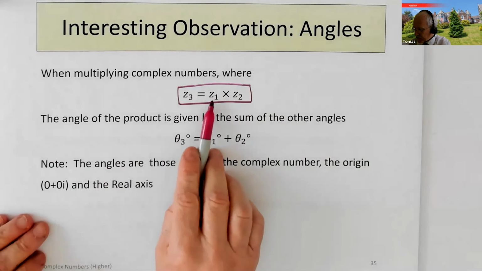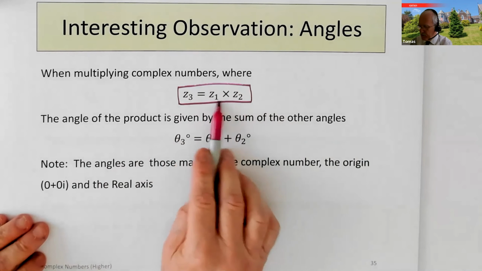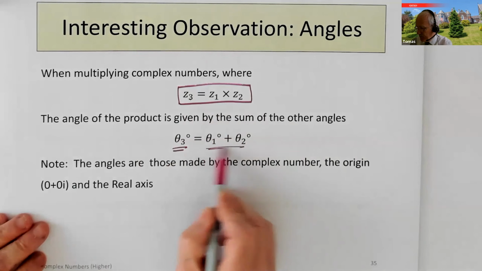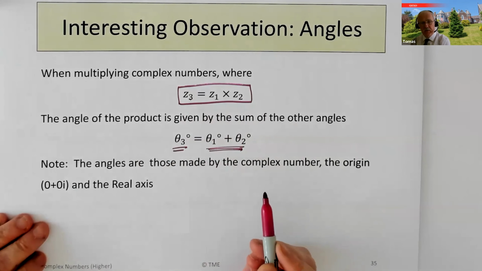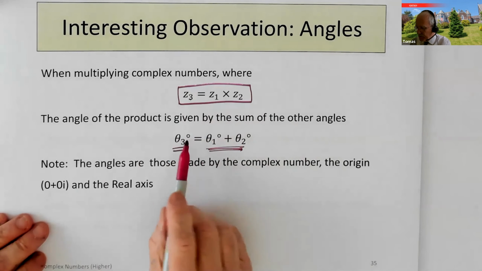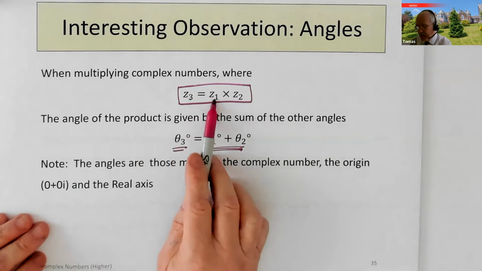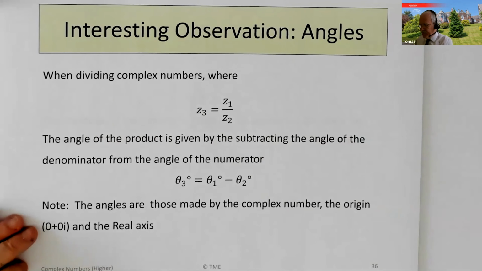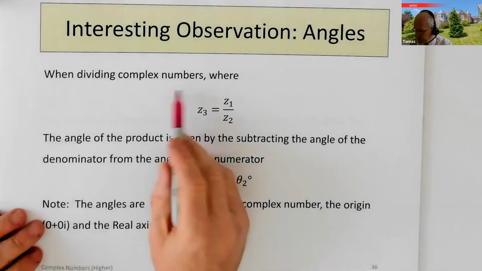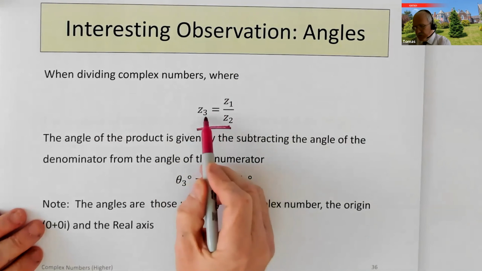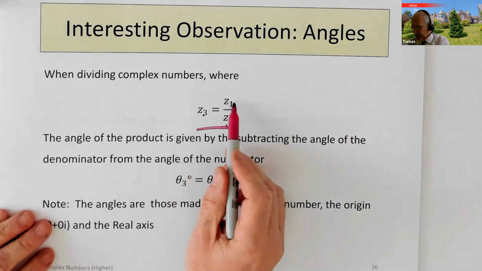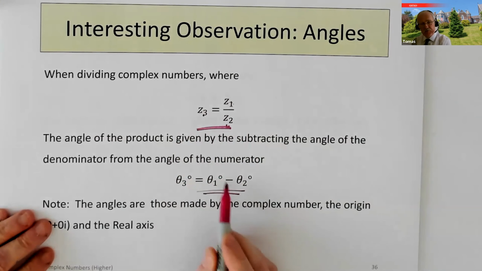So what they found was that when they multiplied two complex numbers by each other, the angle of the answer was the addition of the other two angles. So in other words, when you multiplied, you added the angles they made with the x-axis. And they also found that when dividing complex numbers, the angle of Z1 over Z2, the resulting answer when you divided one by the other, was subtracting the angles.